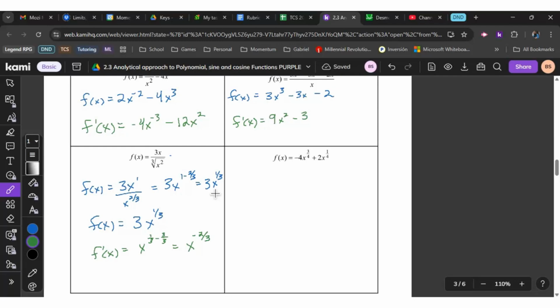Does that make sense to you guys? So sometimes you need to do a little bit of algebra to make it look like a polynomial, and then you can usually simplify it very quickly to find the derivative. Okay?